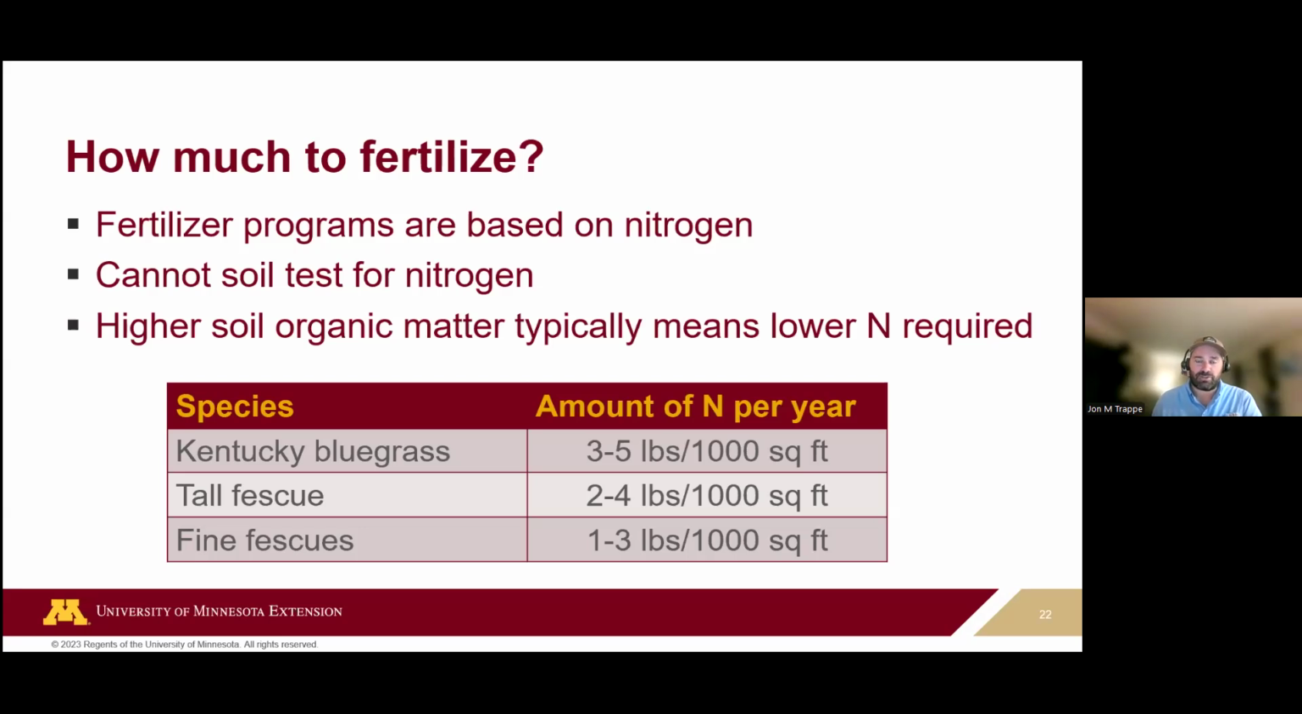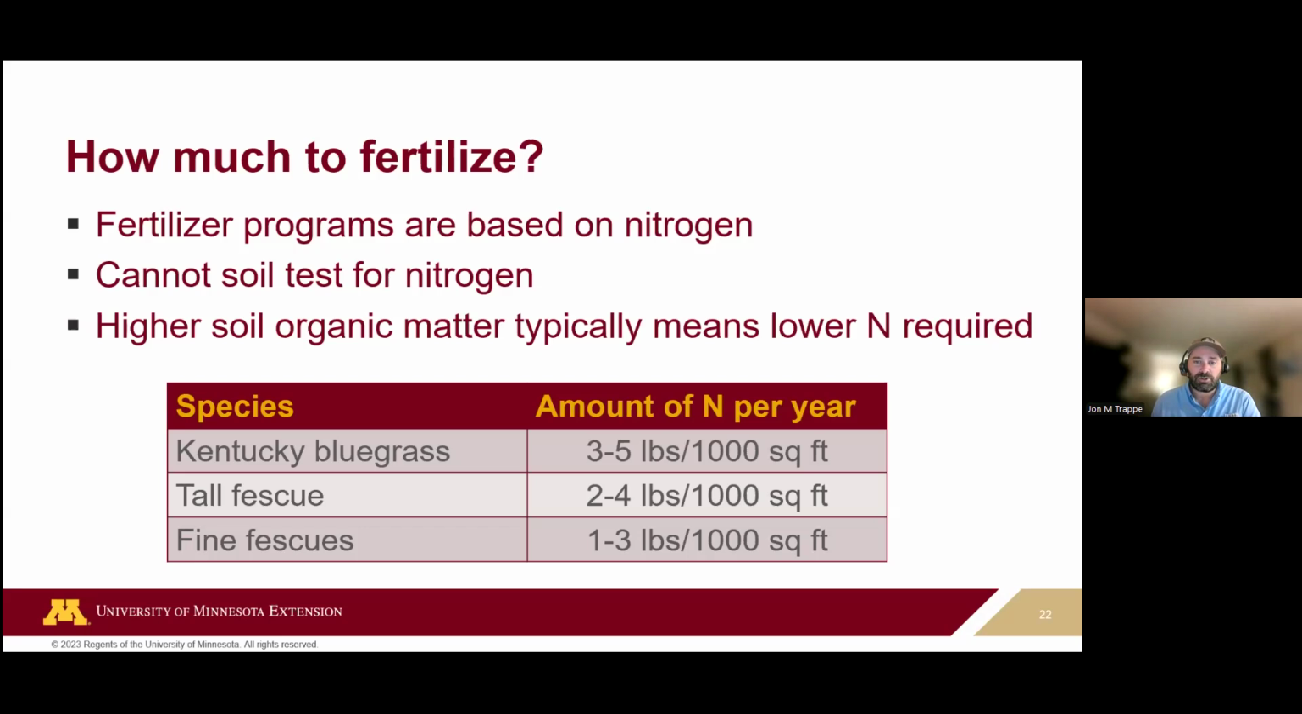Unfortunately, we can't soil test for nitrogen, but we can test for organic matter with a soil test. And higher organic matter means you have higher organic soil nitrogen that's already available for the plants, or it will become available for plants over time. So if you have higher soil organic matter, that typically means you need less supplemental nitrogen from fertilizer over time.